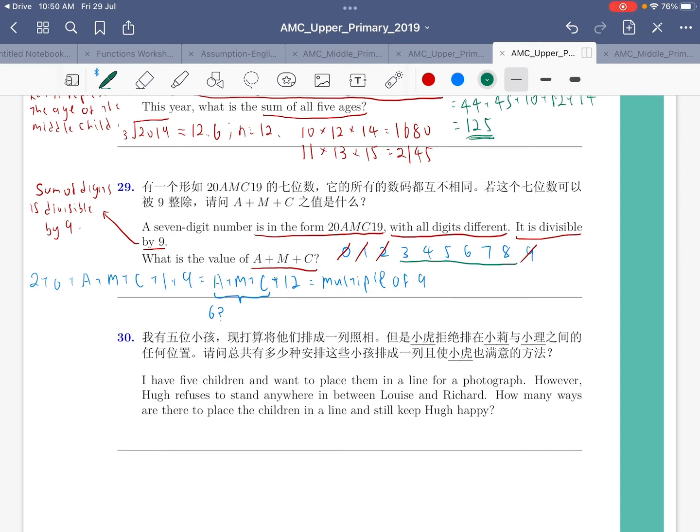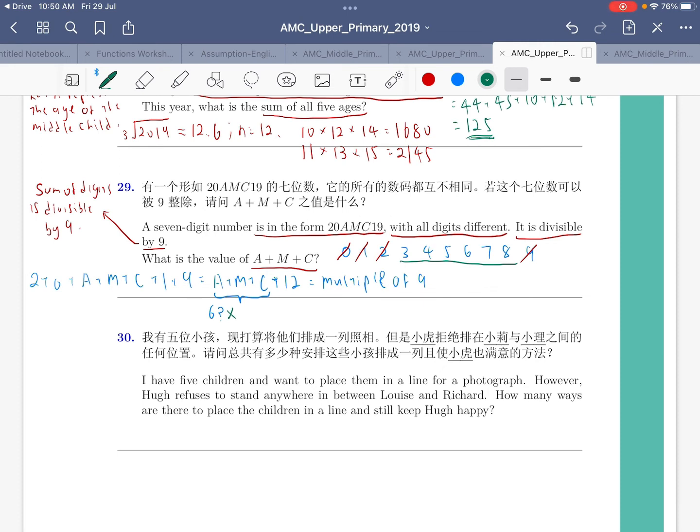Well, in this case, we notice that it is impossible for us to form a 6 using 3 digits from 3 to 8, because the minimum starts from 3 and we are continuously adding. The minimum itself is 3 plus 4 plus 5, which is much greater than 6. So it's impossible.